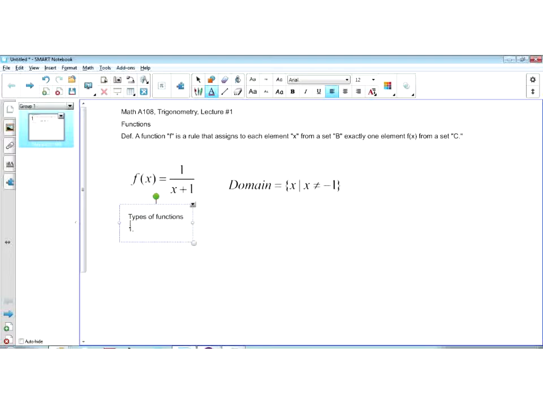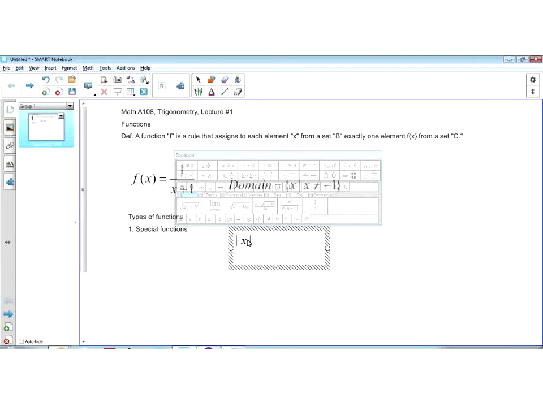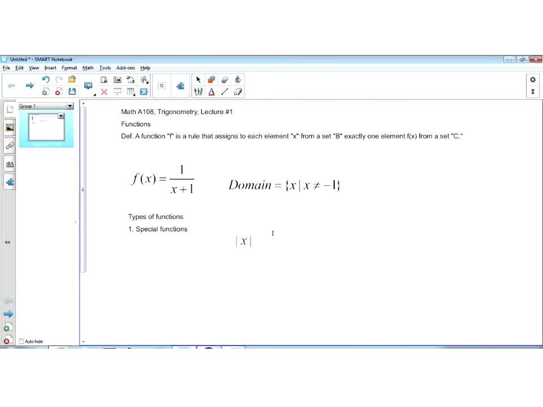First type would be special functions. Okay, and one of the more common special functions would be the absolute value function. So let's discuss the absolute value function, a function that we'll probably be using quite a bit in this class. So absolute value of x is a piecewise defined function. Okay? Written thusly, absolute value of x. So what is the absolute value of x? All right, so absolute value of x defined piecewise is equal to the following.